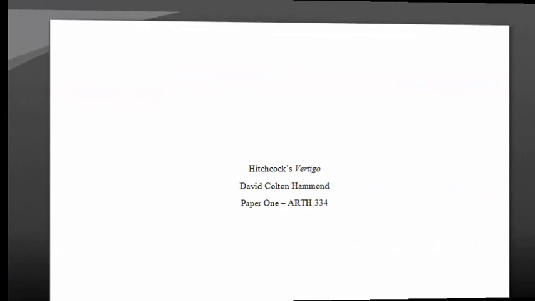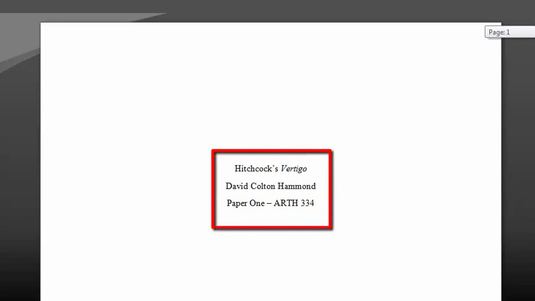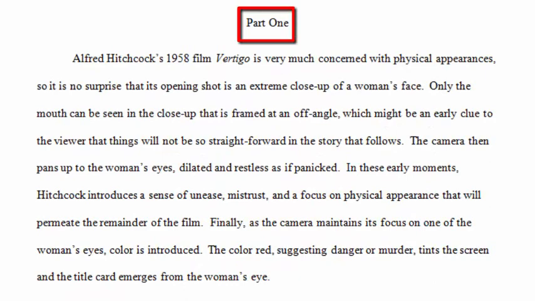Okay, now that we've looked at the directions, let's see how this student, David Colton Hammond, applied those directions to produce a quality paper for Art History 334. First, you see that he is using the exact labels that the instructor asked him to use, beginning with part one. Now, let's recall what the student is supposed to do in part one.